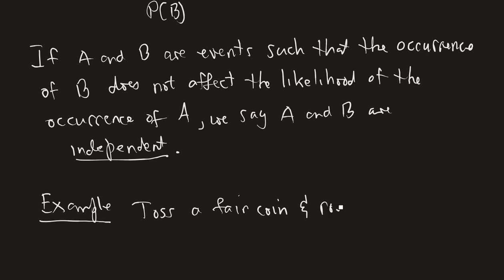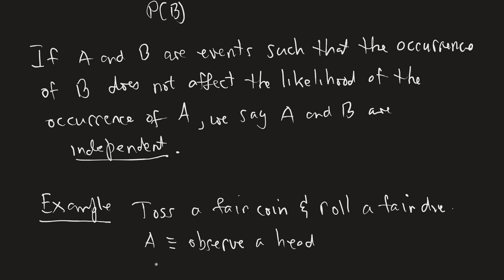and roll a fair die, right? So roll a fair die. Okay, so that's our experiment. Let's define our events. So define A to be the event where we observe a head. And then B be the event that we observe, let's say, a 5.